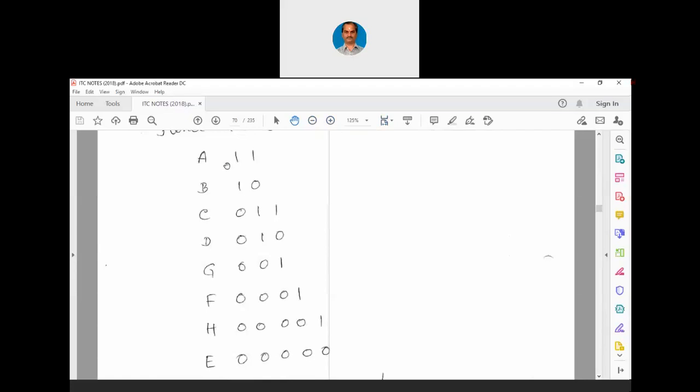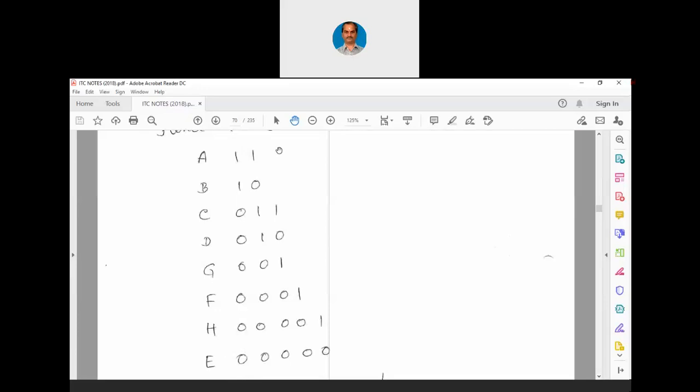Okay. A is 1 1, B is 1 0, C is 0 1 1, 0 1 0, 0 0 1, 0 0 0 1, 0 0 0 0 1, 0 0 0 0 0. Now, one point I want to stress here is, initially we started with 1, then we gave 0 to the second group, right? Now you can do the reverse also. You can start with the 0 here, then you can allocate 1 here. That way you can go on.